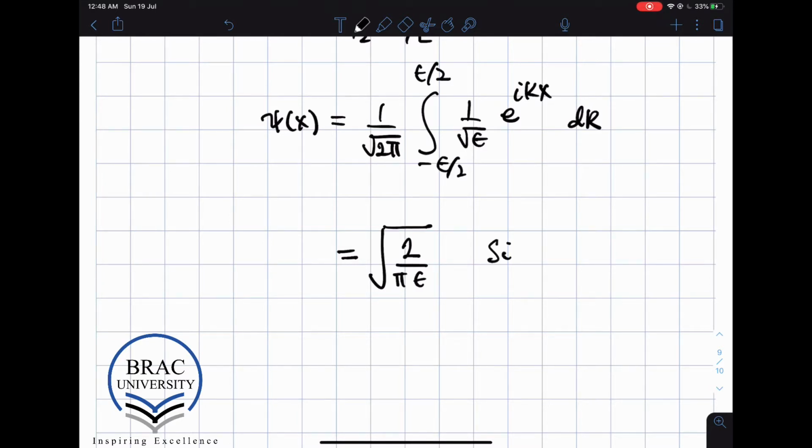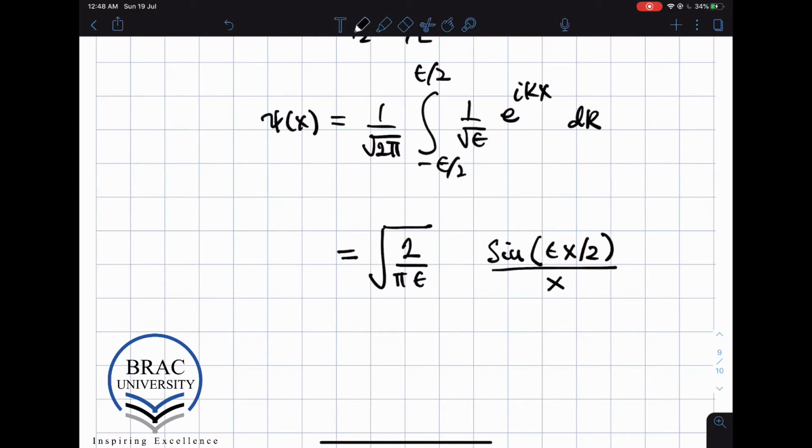Then you've got the sinc function. The sinc function is given as sine of x by x. And of course, this may look singular at x equals 0, but it's not, because when x is very small, the sine of epsilon x by 2 is just epsilon x by 2. So when x is very small, these two x's cancel out, and so this is completely regular at x equals 0. If you haven't seen the sinc function, you should have a look at it.